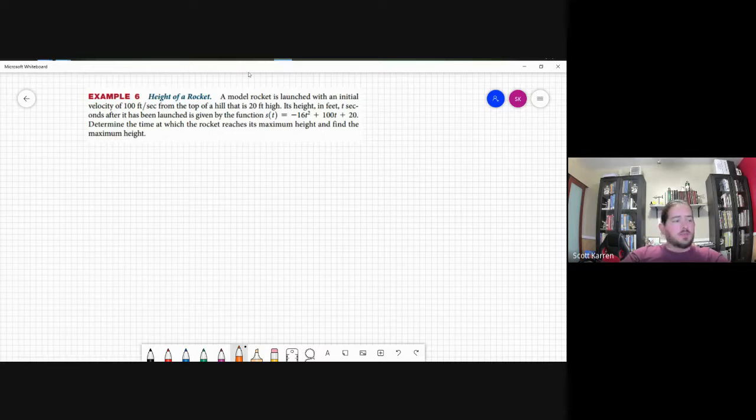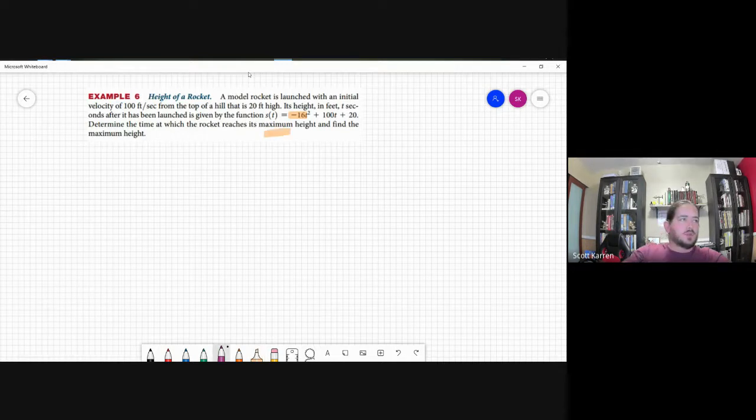So again, this is a parabola with a negative a value, which means it's going to open down, which means that maximum value happens at the vertex, right? Other applications might ask you to find the minimum, in which case your parabola should be opening up, because otherwise there is no minimum, but then that vertex would be the minimum. Here, it's opening down, therefore we have a maximum, right? So the question is, determine the time at which the rocket reaches its maximum and then find the maximum height.